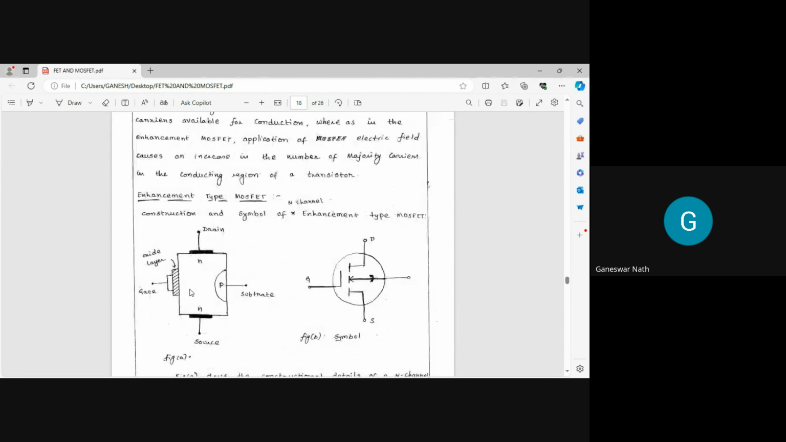Now I'll discuss in detail this enhancement type. Okay. So before going to the enhancement type, in enhancement type first you can see this is the enhancement type MOSFET actually. Okay, and you can see this is an n channel. Then a p type substrate, with a very small amount of p added here. Then this is an oxide layer, and over which you can find a gate layer. This is drain, and that is the source here. Okay.